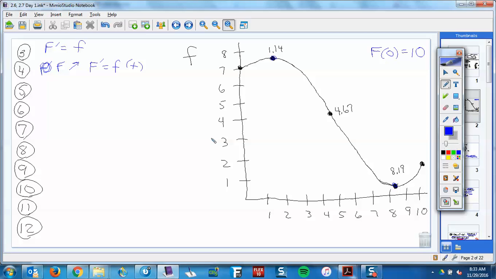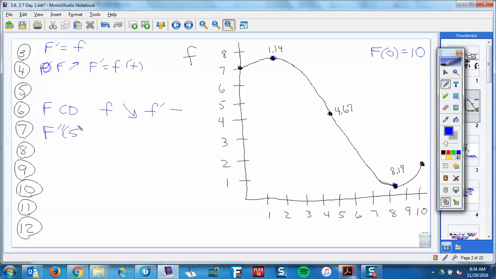Where is big F concave down? Big F will be concave down when little f prime is negative, right? That is, when little f is decreasing. Well, that'd be from 1.14 to 8.19, which fits with what we just said. So right here, big F would be concave up, concave down, and then concave up, because of the increase and decrease. Why? Estimate big F double prime of 5.